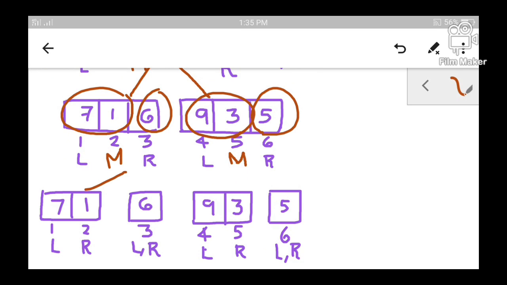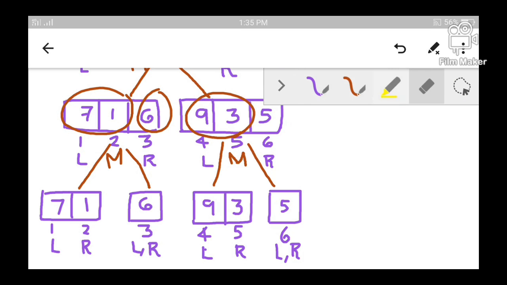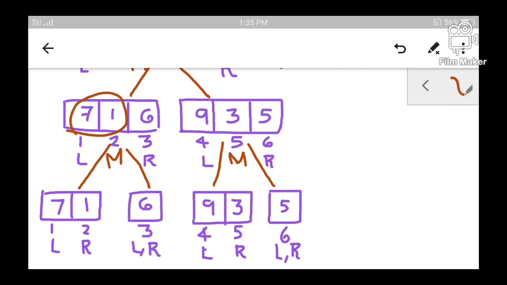So we have split the array into two, and as a result we got 4 sub arrays. Okay, see, these two elements went to the left array and the remaining element went to the right array. Similarly, these two elements went to the left array and the remaining elements went to the right array.